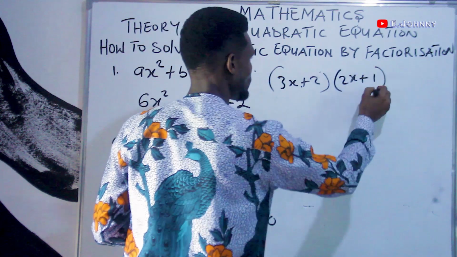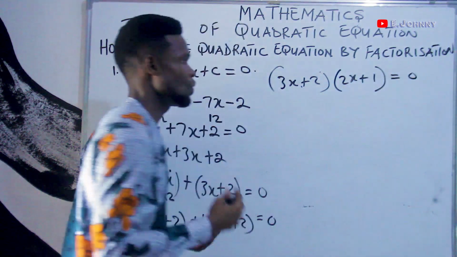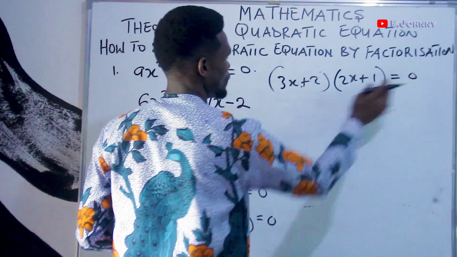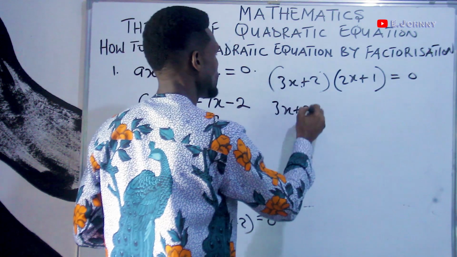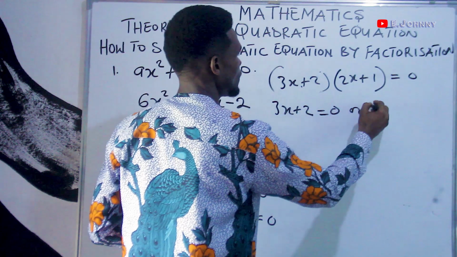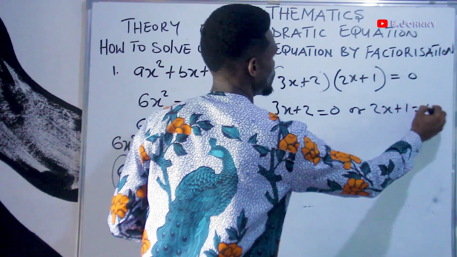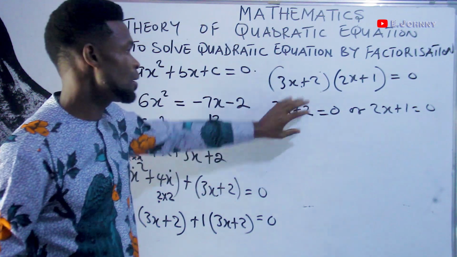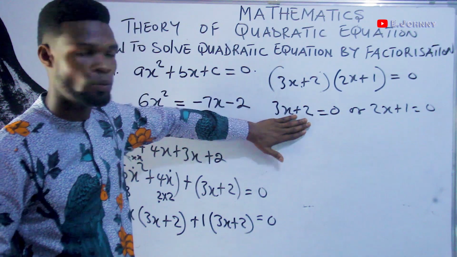2x plus 1 equals 0. Remember the rule that when the product of two things is equal to 0, it means that the first one is equal to 0 or the second one is equal to 0. At that point, we'll now find the values of x. Now let's solve for x in the first one.